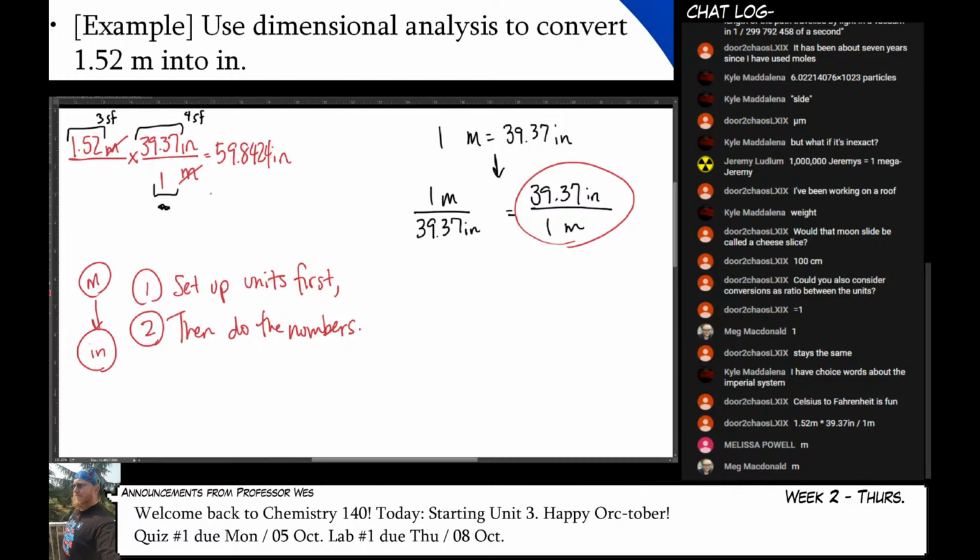Can I undo that? Let's see here. There we go. I have this undo button on my tablet. I should use it.